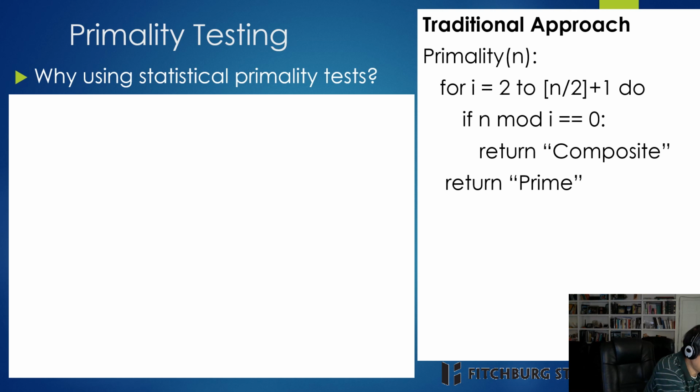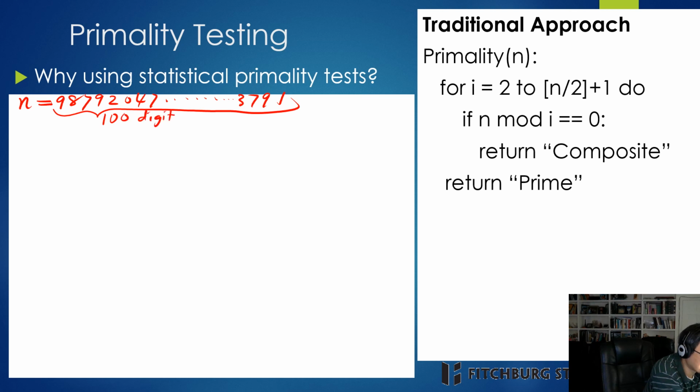Suppose I have a number n. N is an integer with 100 digits. Let's say we write 9, 8, 7, 9, 2, 0, 4, 7, and a whole bunch of digits, and then 3, 7, 9, 1. Now we have a total of 100 digits. I skip the middle because 100 digits is so long that I cannot write all of it.